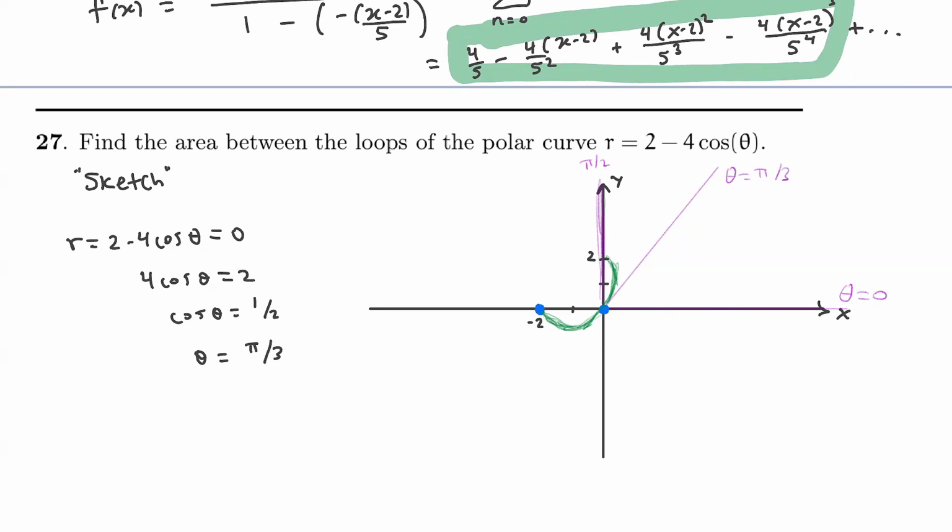What do we get when theta is equal to pi? So theta is equal to pi. Now we are on this side right here. What is r in that case? Cosine of pi is -1. So we end up with 2 plus 4, which is 6. So we got to work with that. So 3, 4, 5, 6, -6. So we're supposed to be all the way there. So here, then here. Connect that.